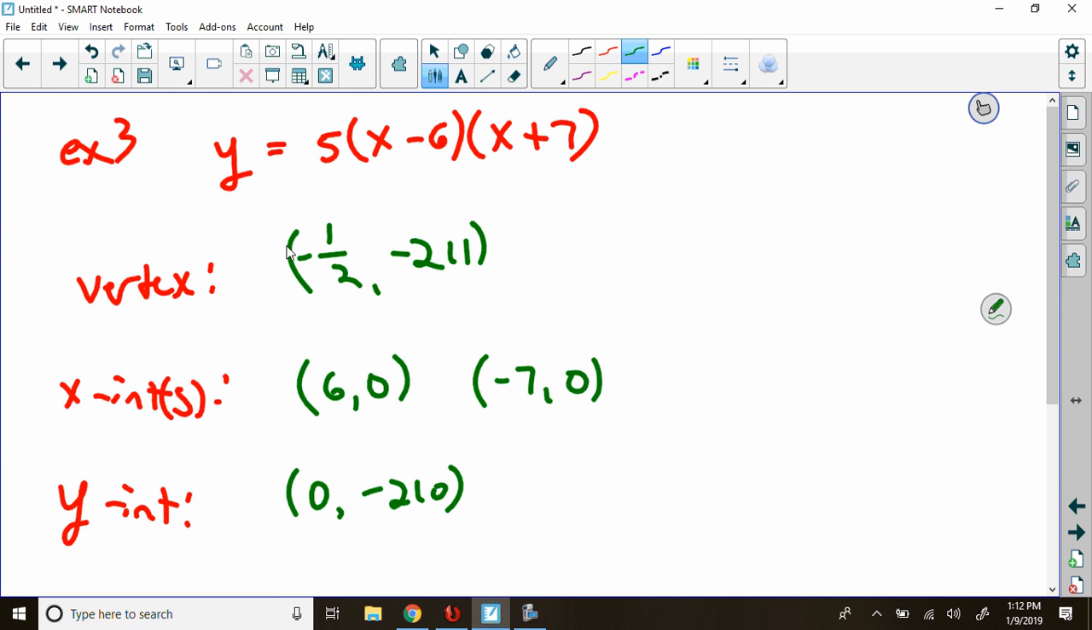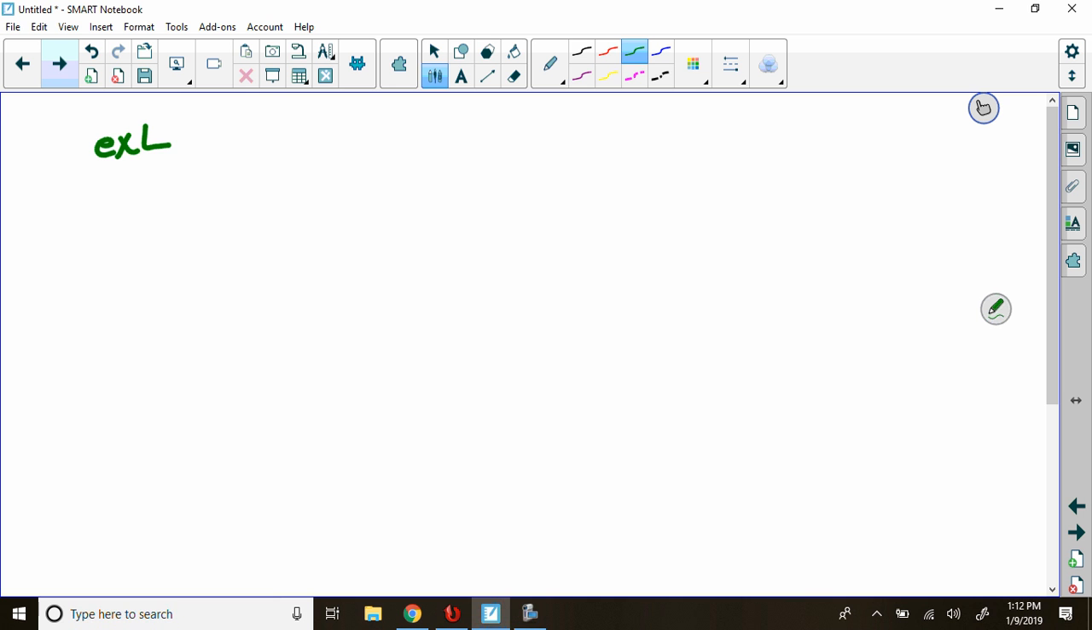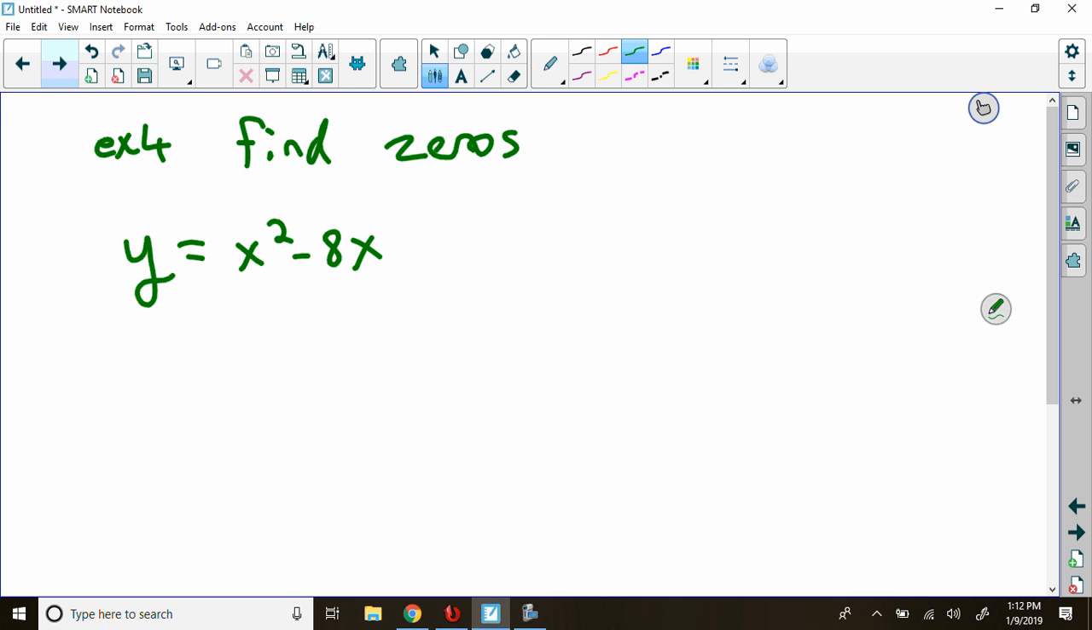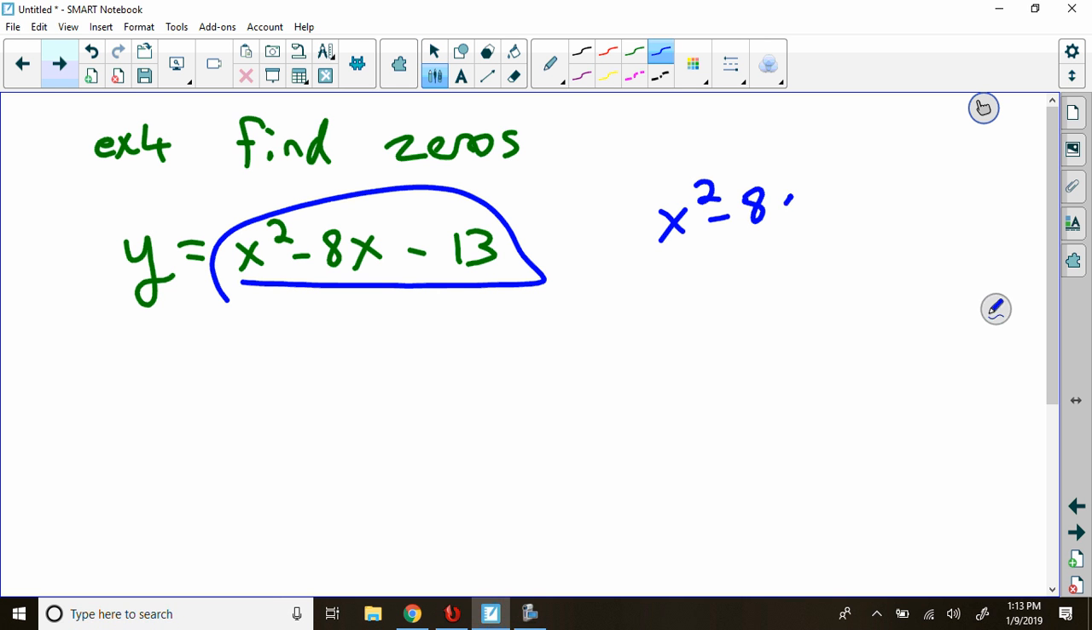Okay. The last thing is finding the zeros. Remember, finding the zeros is the same thing as solving an equation. So what if we had something like y equals x squared minus 8x minus 13? I know that's going to have x-intercepts. I could use the graphing utility, or I could use this other command on a calculator page. It's kind of the same thing as solving the equation x squared minus 8x minus 13 equals 0.